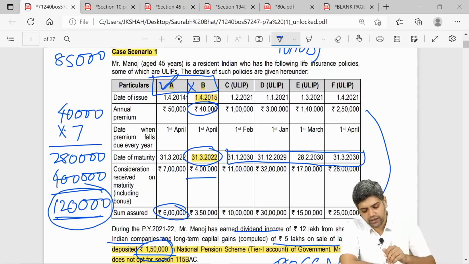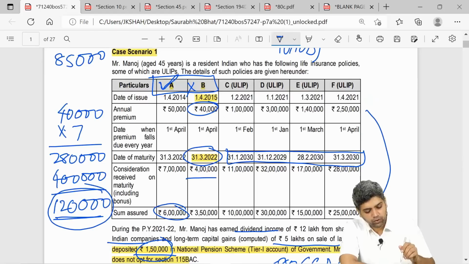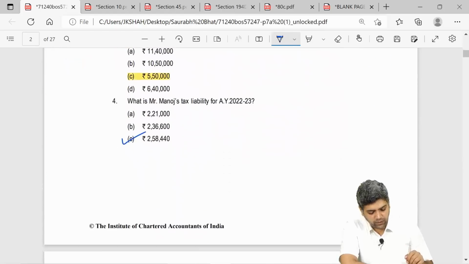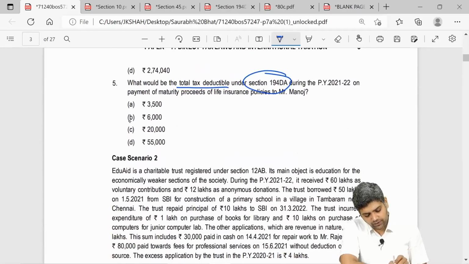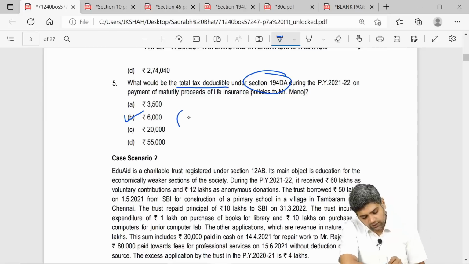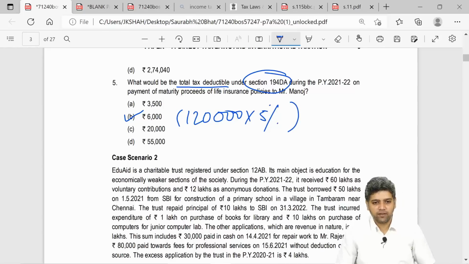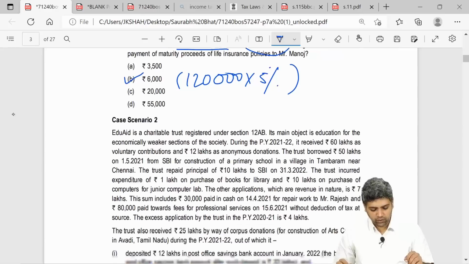What is the rate of TDS? Here we saw the rate of TDS is 5%. So on 1,20,000, 5% comes to 6,000 rupees. So the answer to MCQ number 5 is 6,000, that is nothing but 1,20,000 multiplied by 5%. I hope case scenario number 1 was clear to everyone. Okay friends, now let's move ahead to case scenario number 2.